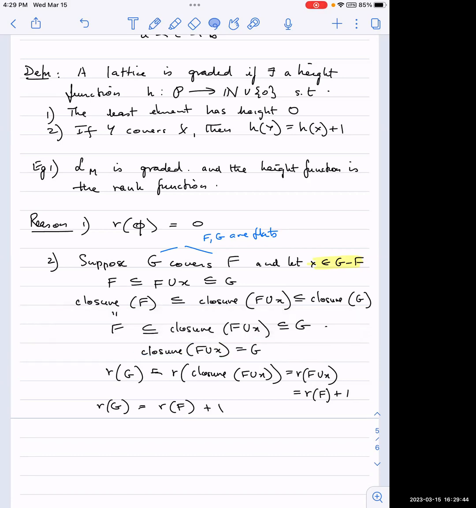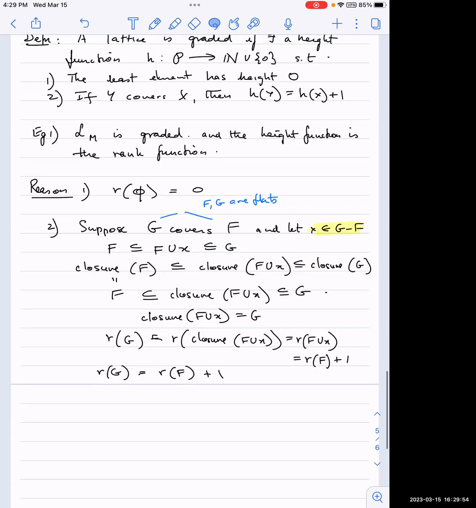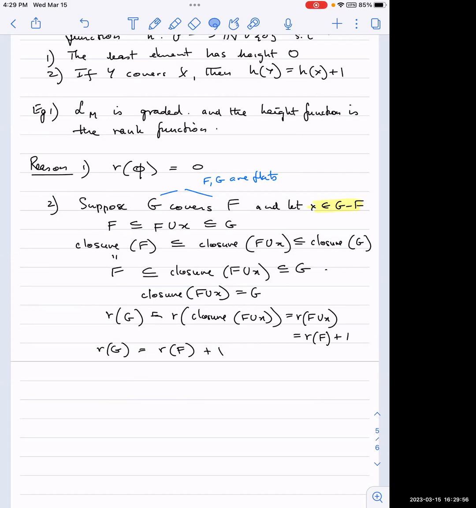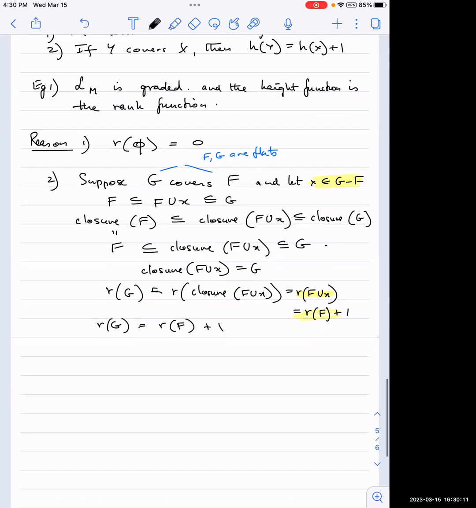Right, and that's rank of F union X, which is rank of F plus 1. So that follows from those flat and closure axioms, and that property that I mentioned after that. You have a flat, then rank of F union X is rank of F plus 1. Okay. Should we move on?